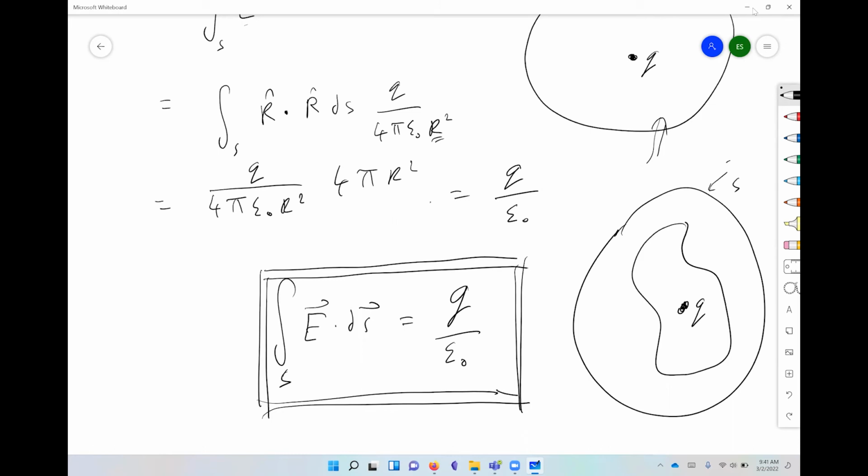Because the field can be decomposed into components that come from different point charges. If I have a distribution of charges, using superposition, I can always decompose the field into components that come from every point. And Gauss's law is true for every point. So Gauss's law is true for everything, for the whole distribution.